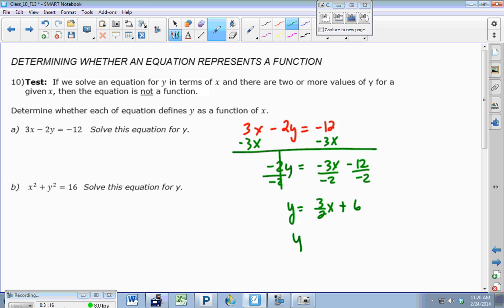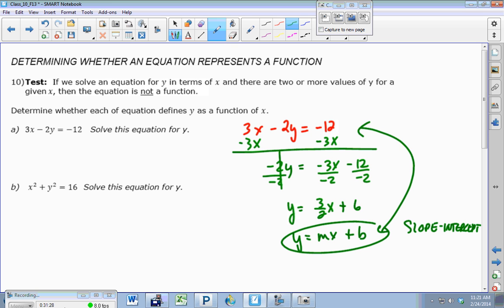This is the form of a straight line you're more familiar with, which is what we call the slope-intercept form. You see the slope and the y-intercept. Okay, but these equations are exactly the same. These two equations right here are exactly the same. They're equivalent to each other.